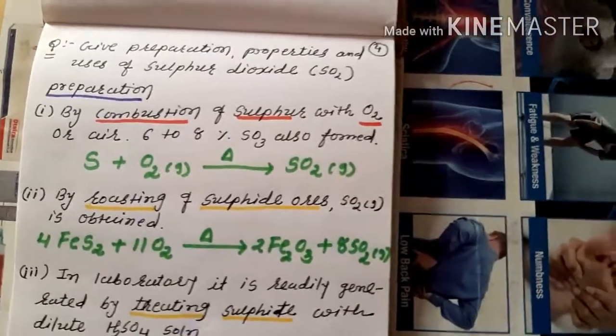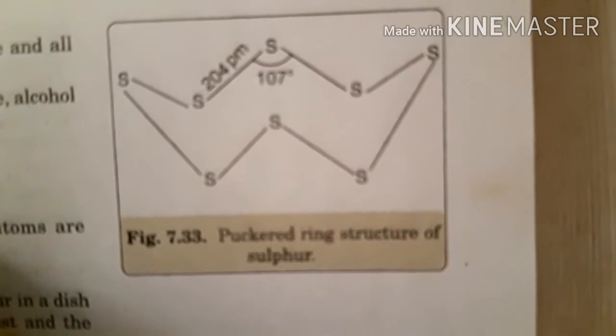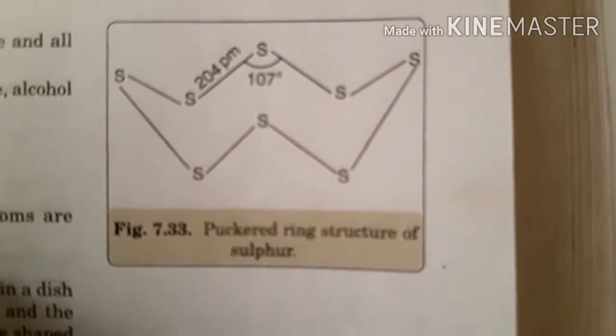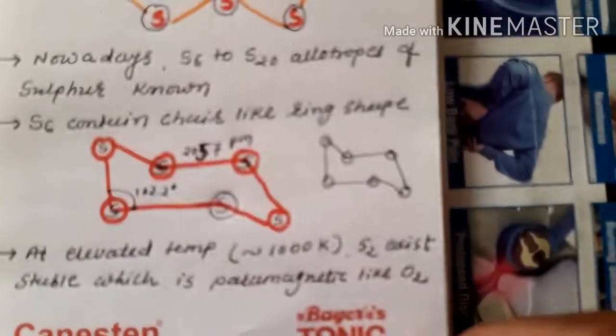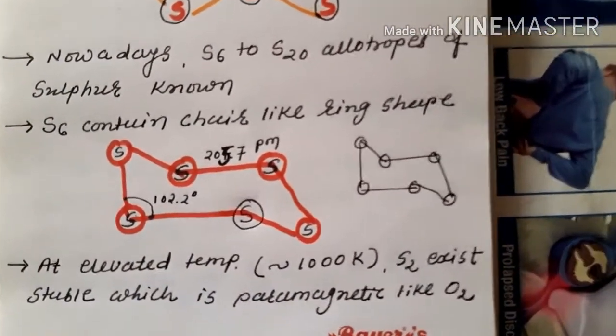Before that, let us see the diagram of rhombic sulfur and monoclinic sulfur. This is the shape. It is a puckered ring structure. It is also called crown shape. Puckered ring structure, crown shape. And another one I already showed you. Here is a chair-like structure, S6.